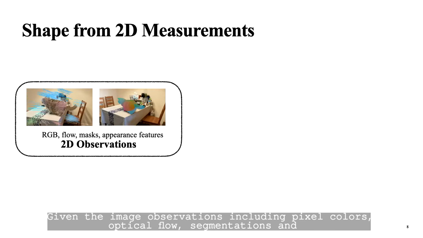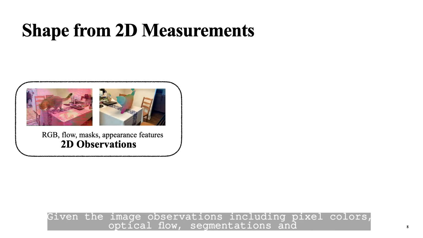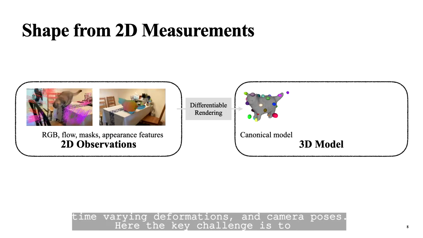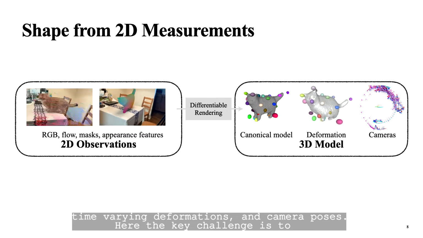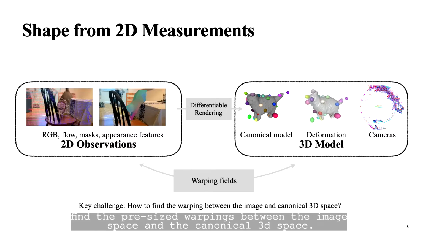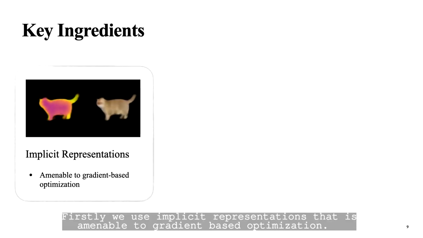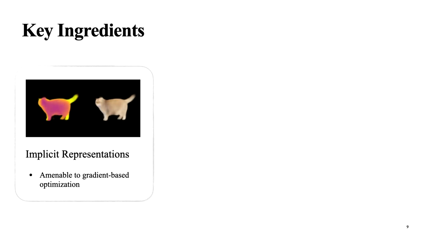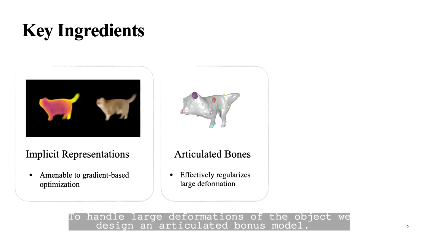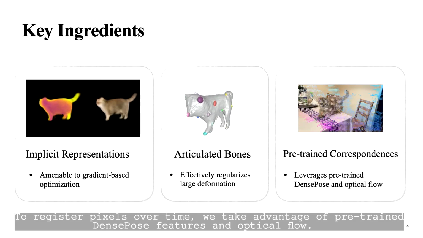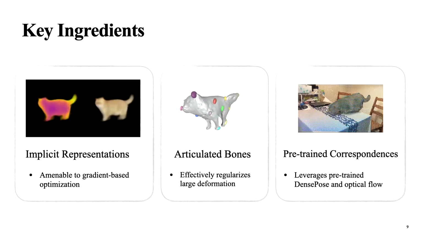Given the image observations, including pixel colors, optical flow, segmentations, and appearance features, we apply differentiable rendering to solve for a canonical 3D shape, time-varying deformations, and camera poses. Here, the key challenge is to find the precise warpings between the image space and the canonical 3D space. Our solution leverages several new concepts. Firstly, we use implicit representations that are amenable to gradient-based optimization. To handle large deformations of the object, we design an articulated bones model. To register pixels over time, we take advantage of pre-trained dense pose features and optical flow.